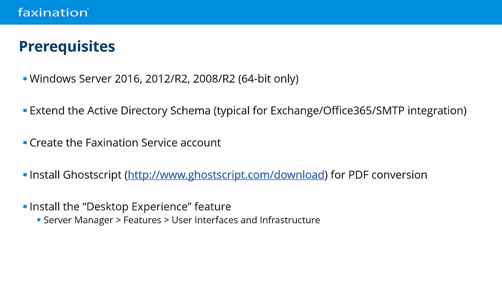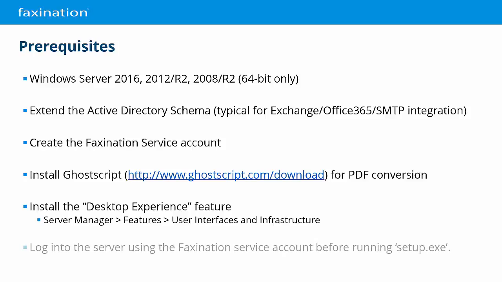Some document conversion methods require the Windows Desktop Experience feature to be installed. You can find that in the Windows Server Manager under Features and User Interfaces and Infrastructure. And finally, very important, we're going to log into the server using the Faxination service account before we run setup.